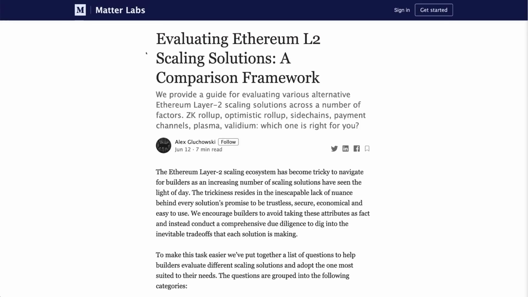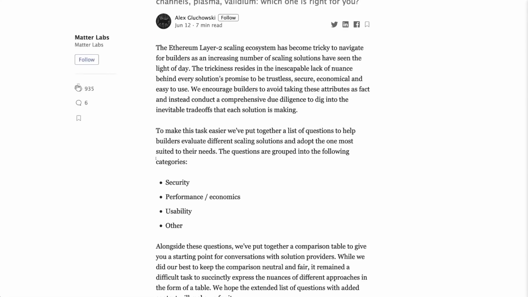So this post by Matter Labs is probably a good one to read through. I won't be able to read through it for this video, otherwise it will last hours, but it's titled Evaluating Ethereum Layer 2 Scaling Solutions: A Comparison Framework. It says how all these different projects, when deciding on which L2 solution to use, have to consider security, performance, economics, usability, and other considerations.